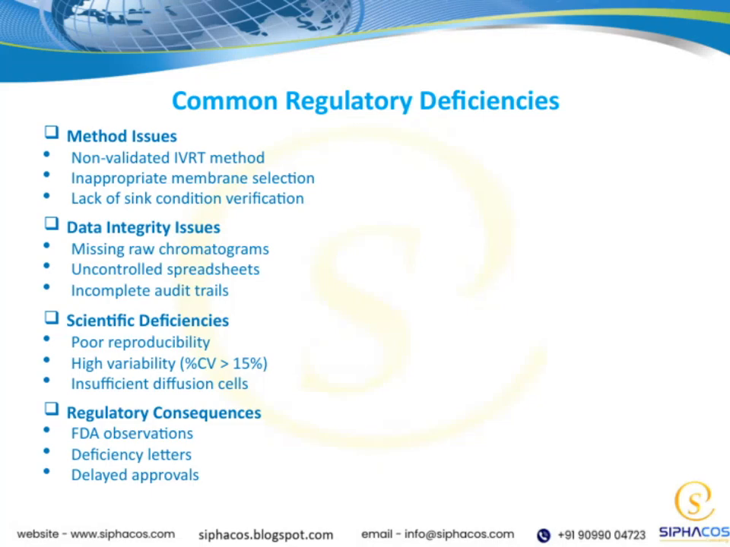Let's look at some common regulatory deficiencies that often trip up submissions. First, method issues, like using a non-validated IVRT method, choosing the wrong membrane, or skipping sync condition checks. Then, data integrity problems, missing raw chromatograms, uncontrolled spreadsheets, or incomplete audit trails. Scientifically, poor reproducibility, high variability, and not enough diffusion cells can all raise red flags. These issues lead to serious consequences: FDA observations, deficiency letters, and ultimately delayed approvals.